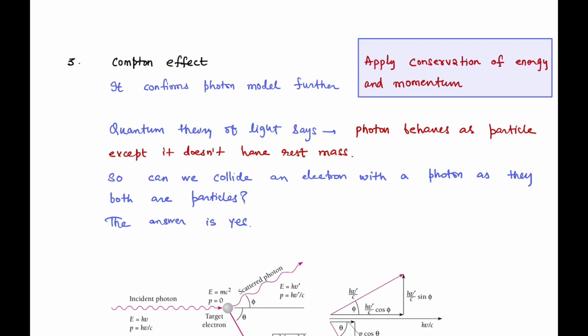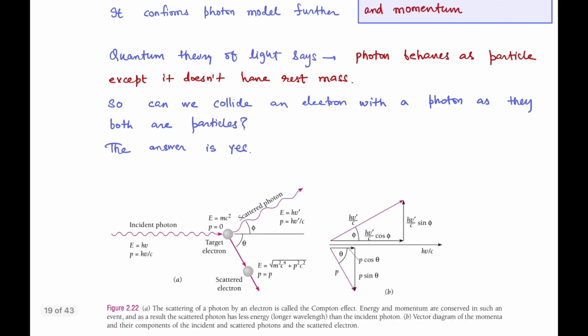Today we are going to cover Compton effect. So Compton effect confirms the photon model further, and it actually works on conservation of energy and momentum. Now when you focus on quantum theory of light, it says that photon behaves as a particle except that it does not have any rest mass. Every particle has some kind of rest mass, but photon is an exception to that point.